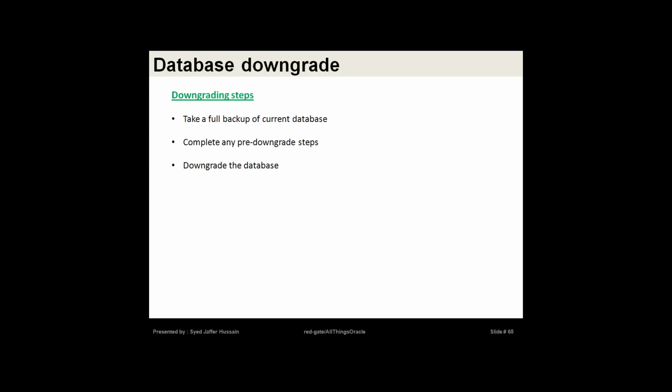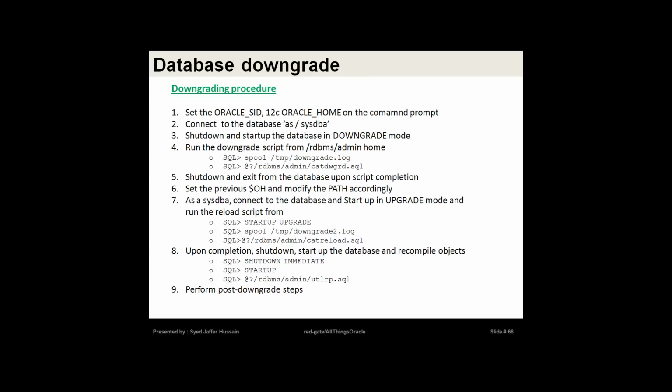So what are the steps involved? Before we go with the downgrading procedure, here are a few precautionary steps. For example, take a full current database backup and complete any pre-downgrade steps, like noting down something from the database, and then you proceed with downgrading the database. So here is the procedure that you can use to downgrade your database. Let's say that I have successfully upgraded my database to 12c, but for some reason I want to downgrade it back to its previous release. What you have to do is first set the Oracle SID, which is your database, and set your Oracle home pointing to 12c, connect as sysdba, and start up the database in downgrade mode if it is shut down.